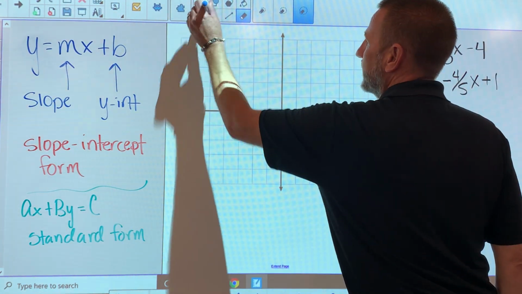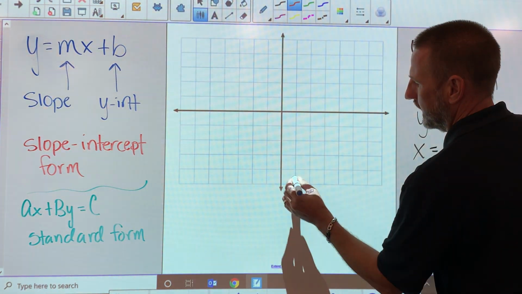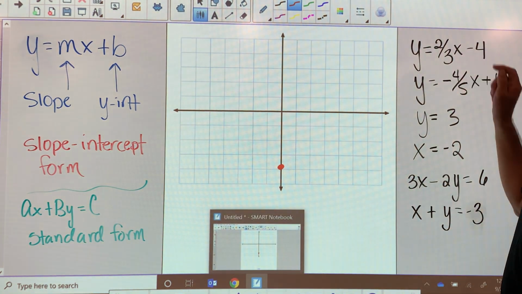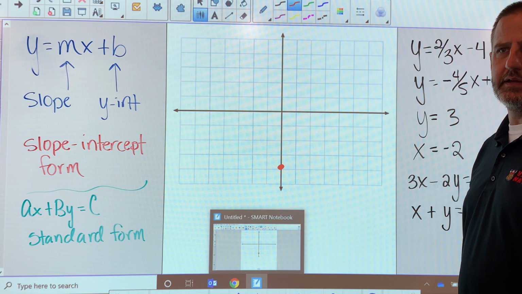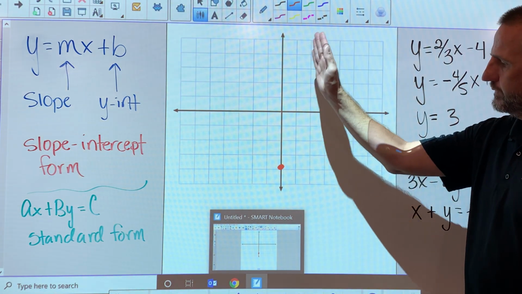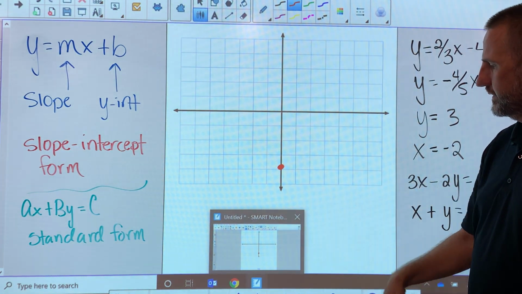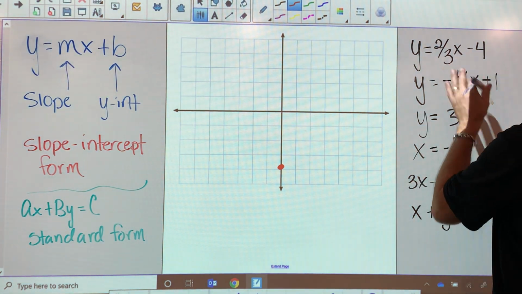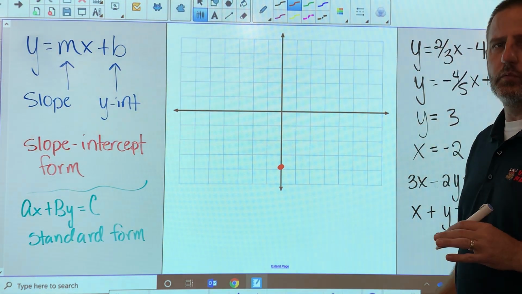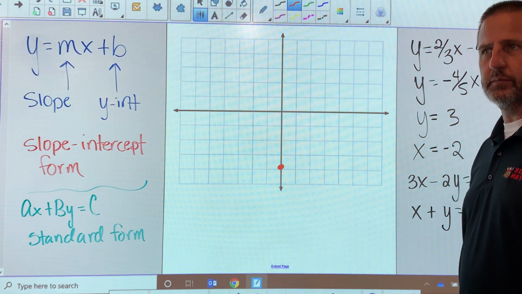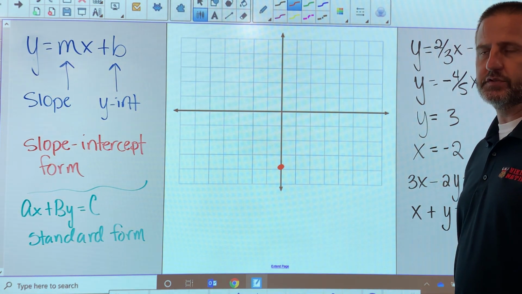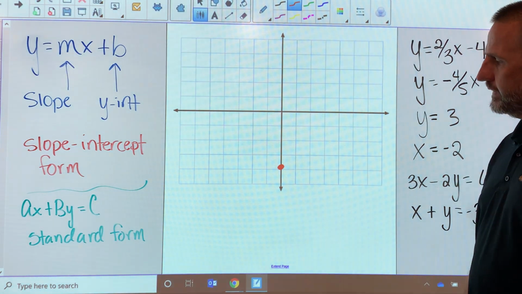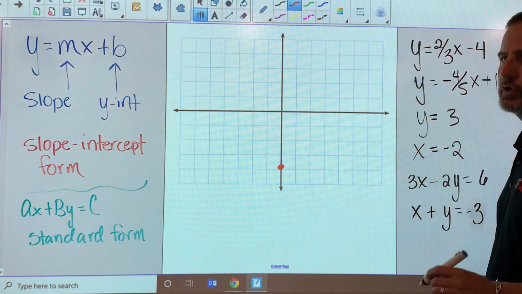Let me check my pen here. Ready to go. I'm going to go to -4. So I'm beginning at -4, which is my y-intercept, which is also where I cross the y-axis. Now, the slope. Slope is called rise over run. It's the change in your position up and down versus the change in your position left and right. We call it rise over run, and in our case, our rise over run is 2/3.